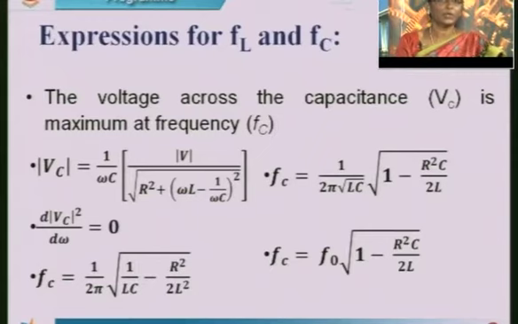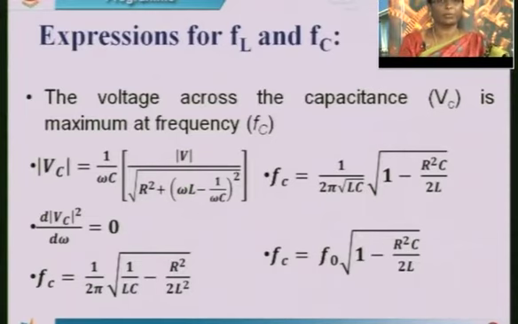For this, I am going to take the magnitude of the voltage, which involves the root of R squared plus (omega L - 1/omega C) whole squared. Next, to get the condition for the maximum voltage at a given frequency, we have to take the derivative of Vc squared, since we have the square root in the above equation. Solving this, we get Fc, the frequency at which the voltage is maximum across the capacitor.